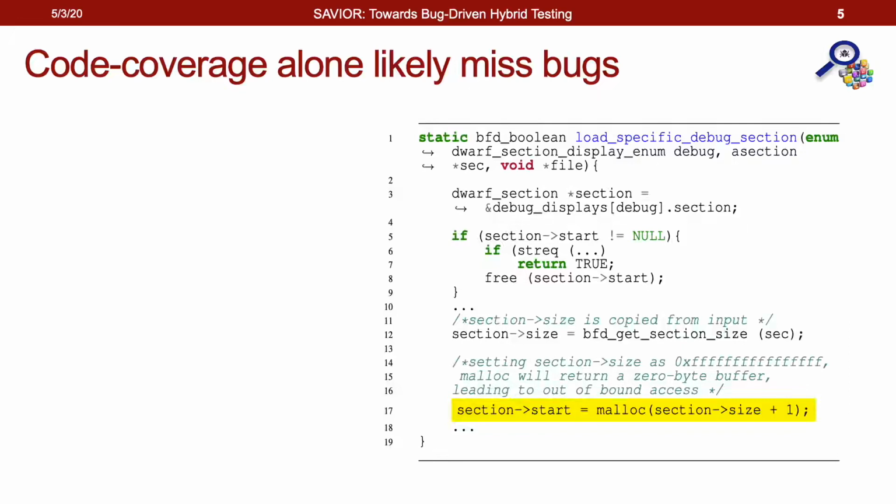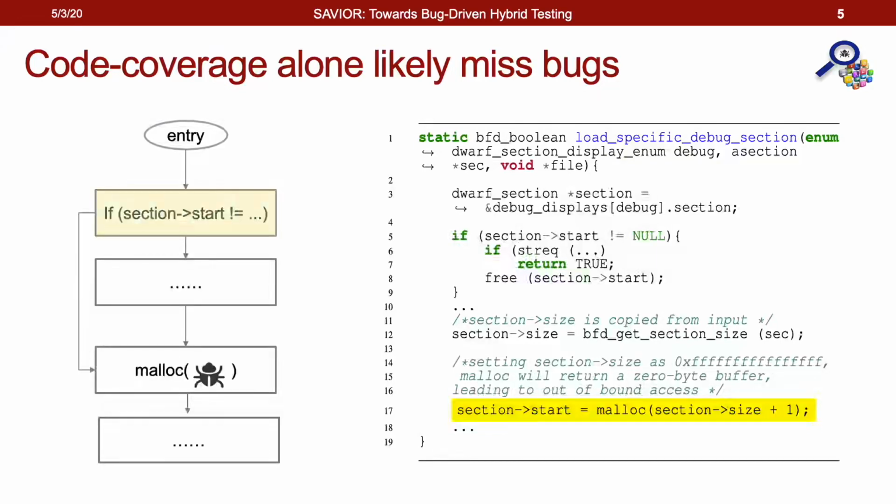Take the example of this integer overflow from objdump. The bug is in the highlighted code, and we can see that it is trivial to cover this line of code, and the fuzzer won't bother to keep mutated inputs as it won't see any new code coverage. However, since the section size is controlled by the user, if and only if the size is exactly a certain number, we can trigger the integer overflow, and this leads to the allocation of a smaller buffer that could later lead to out-of-bound memory access.